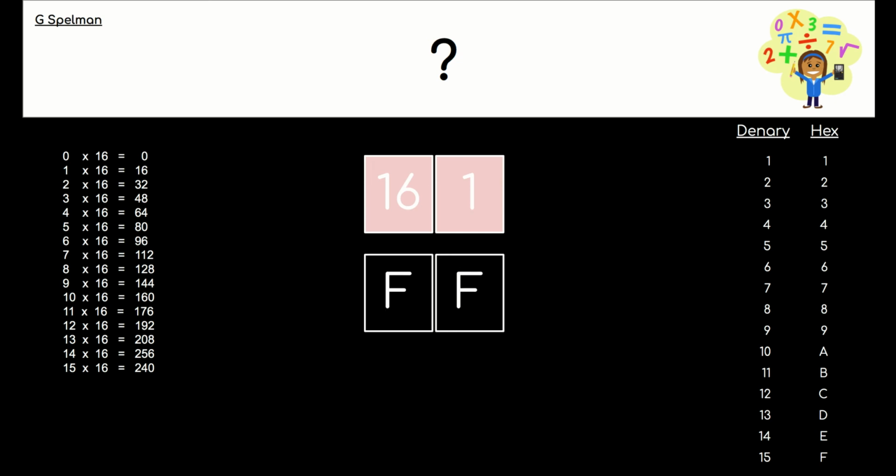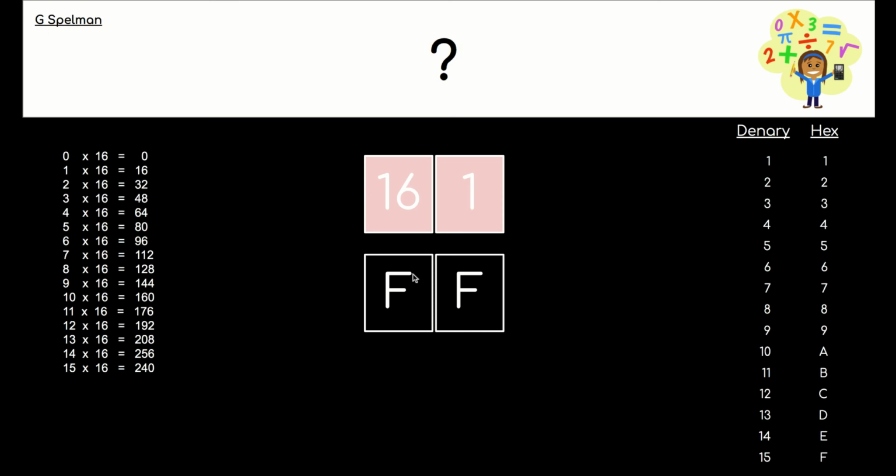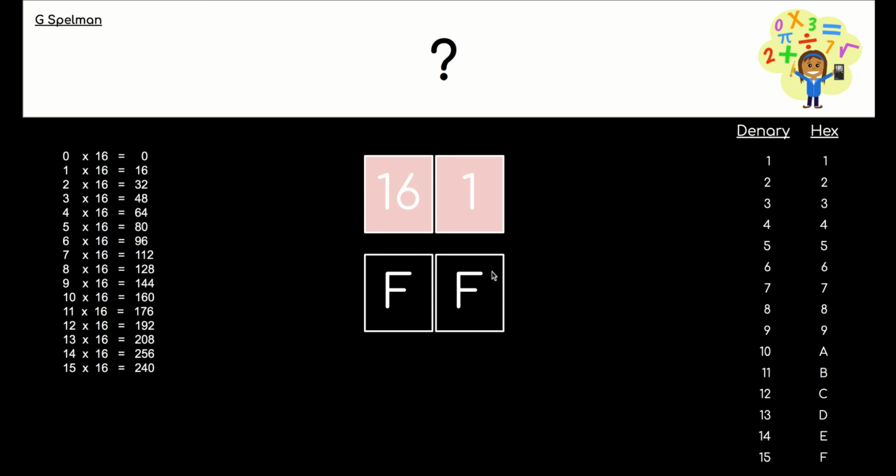And now if you have a go at this one. Okay, so you went over here to find out that F is 15. So that is 15 times 16, which is 240, plus another 15, which makes it 255.